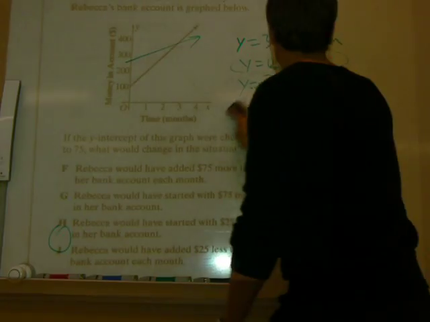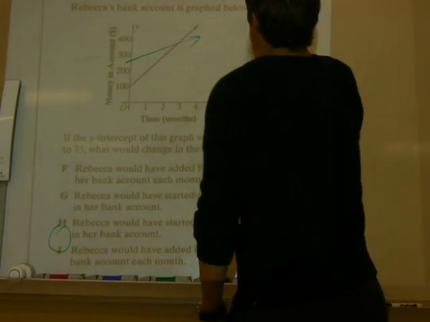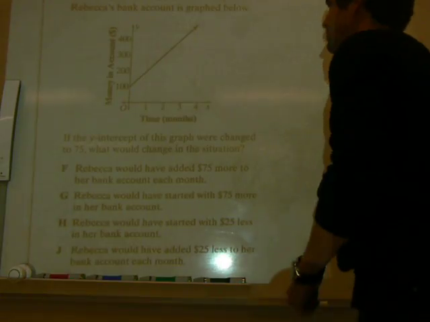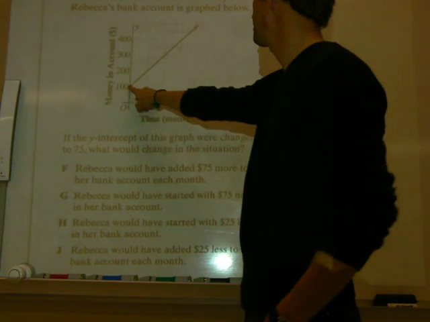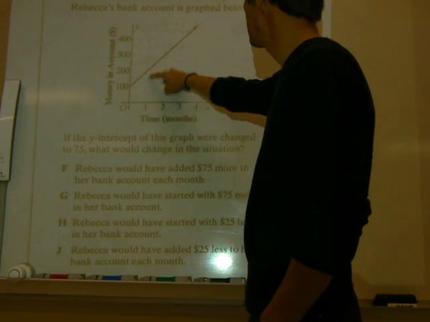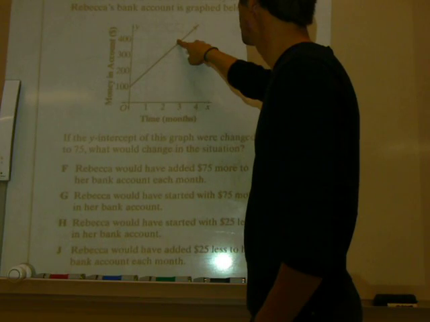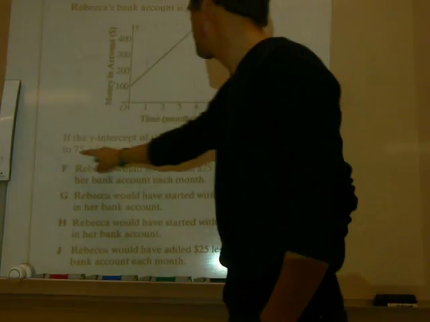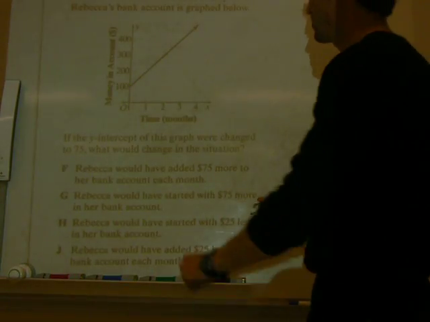Each month, Rebecca adds money to her bank account. Alright, the amount of money in Rebecca's bank account is graphed below. Alright, so that means originally she has $100. 1 month she has $200. 2 months she has $300. 3 months she has about $400, it looks like. If the y-intercept of this graph were changed to 75, what would change in the situation?